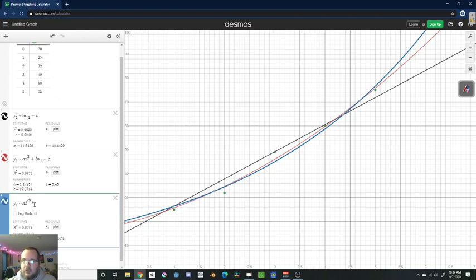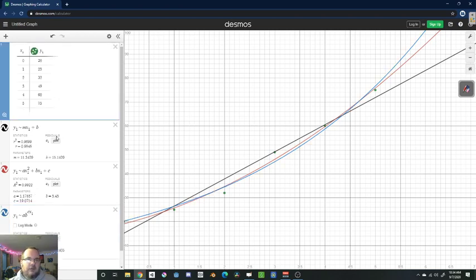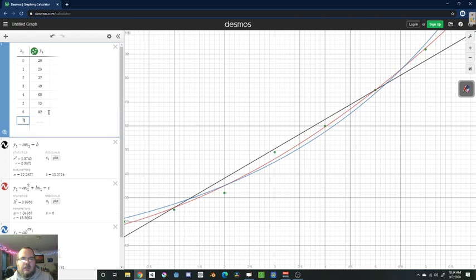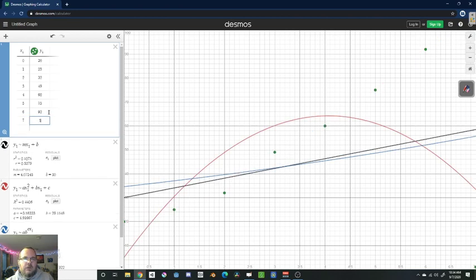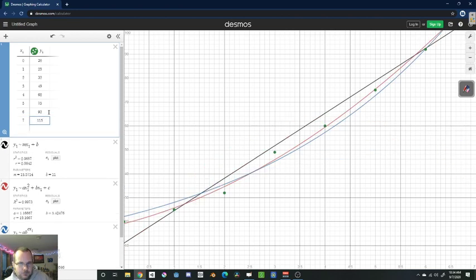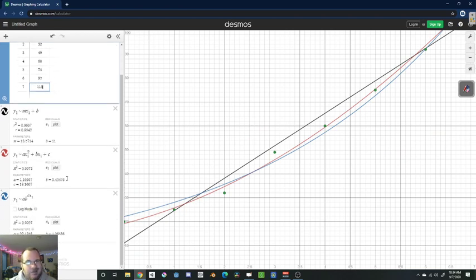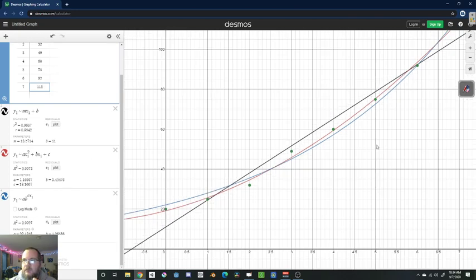Now, comparing these three models, you can see that definitely the quadratic or the exponential fit better, and their r-squared values are closer to 1. The closer an r-squared value is to 1, the better the regression is. Let's add another couple values here. Let's say 6 goes to 92, and let's say 7 goes to 1. And now you can see that quadratic is still better than exponential, but not really that much more. And they're definitely both better than linear still.